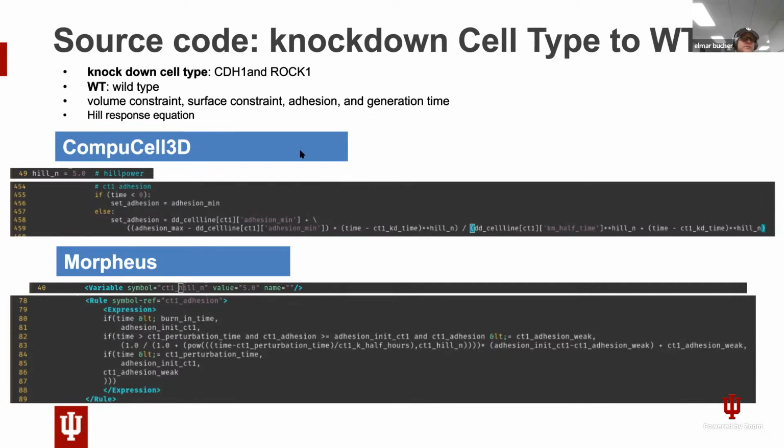And this Hill response function is the volume constraint that influences the surface constraint, the adhesion, and the generation time. They are different for each of the cell types. So this was how we finalized our whole translation from studying this Morpheus model and transforming it into CC3D.